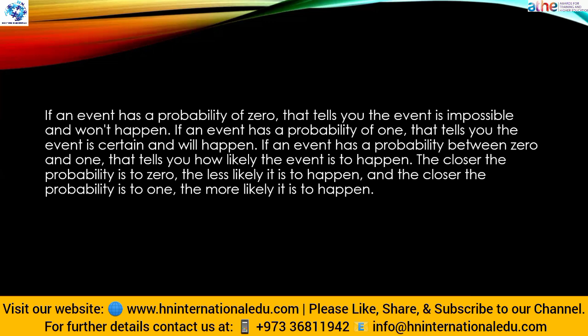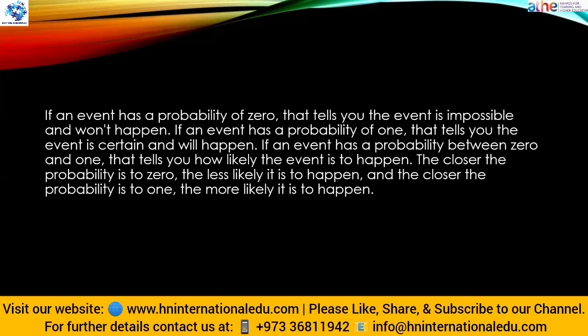If an event has a probability of 1, that tells you the event is certain and will happen. If an event has a probability between 0 and 1, that tells you how likely the event is to happen. For example, it will rain or it will not rain. There are two conditions, so we can say the probability of raining is 1 and of not raining is also 1. We have two possible options: one is it will rain, the other is it will not rain. When you have two possibilities of an event, if the probability is 1, it is certain to appear.